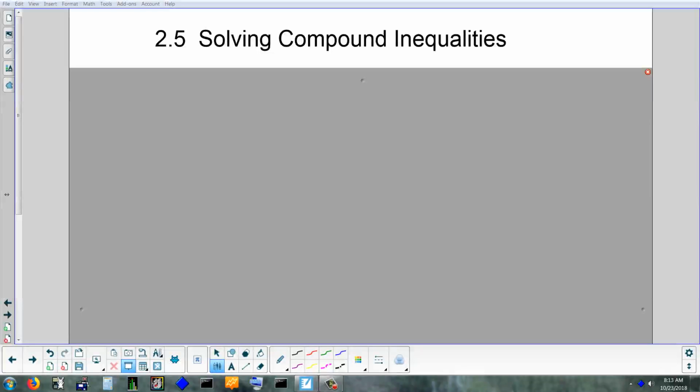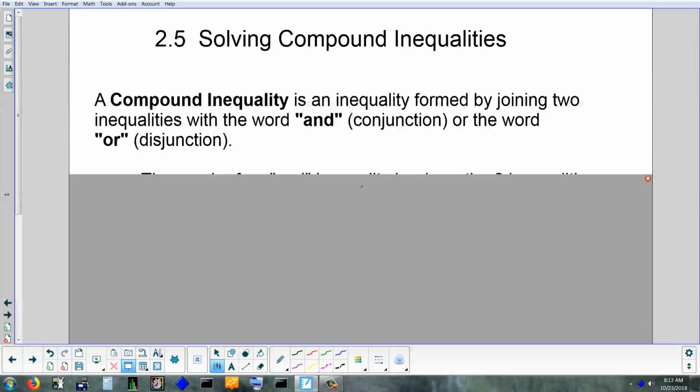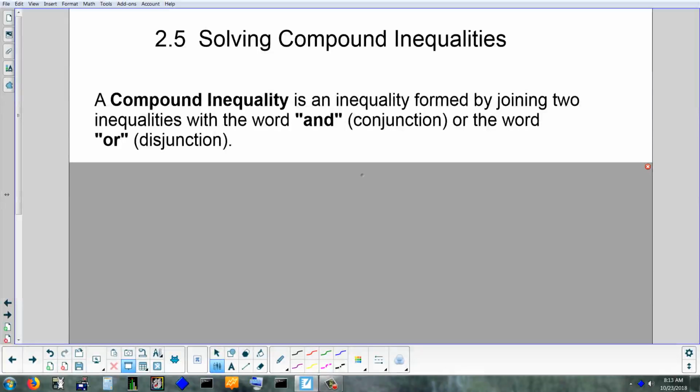All right, so we're going to look at section 2.5, which is on solving compound inequalities. So when you think compound, right? Compound means it's like two things. So we're going to look at inequalities where we have two in the same problem. And there's different kinds of inequalities you could have.